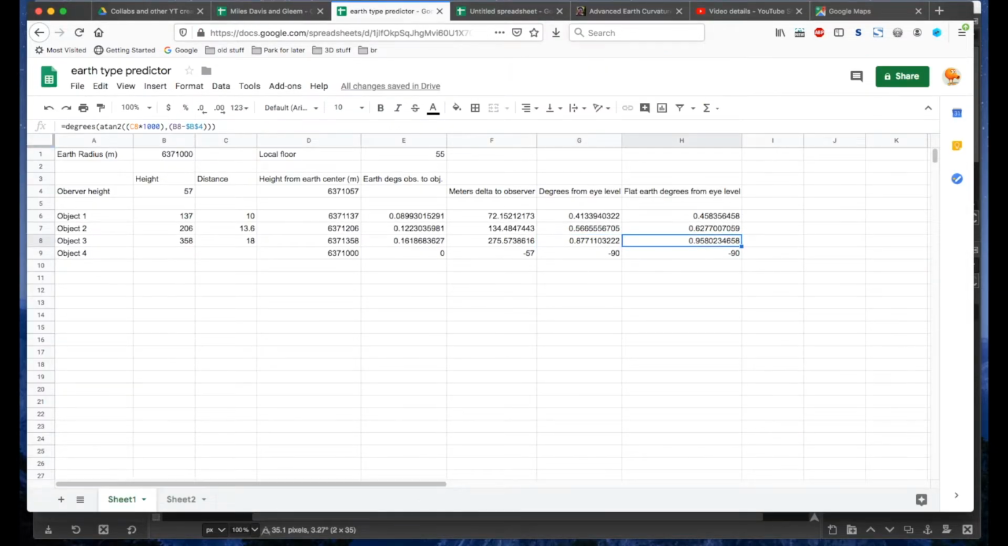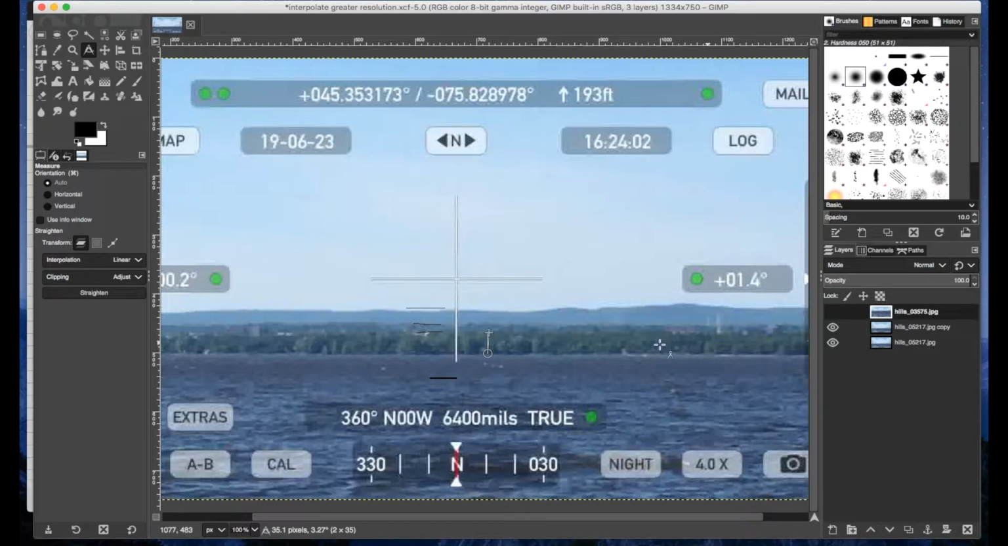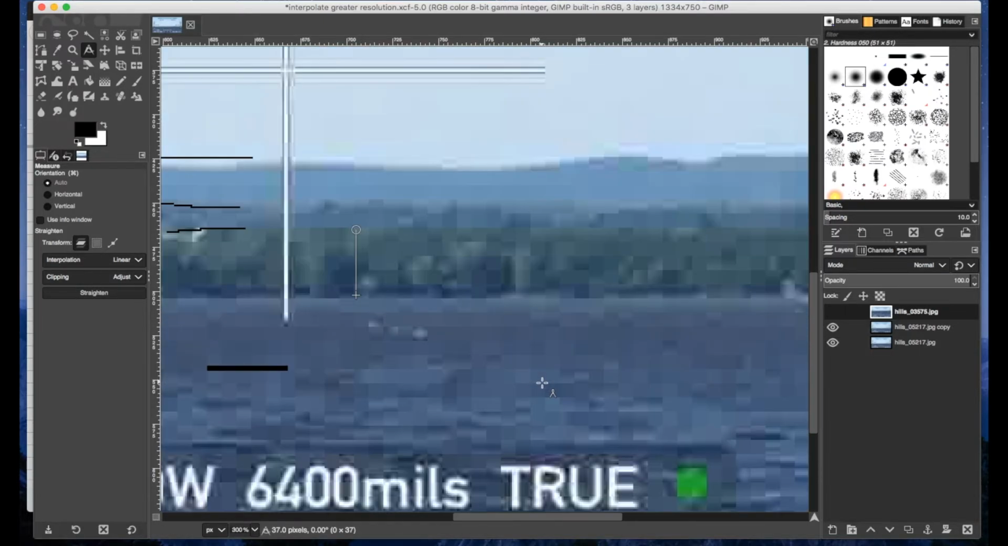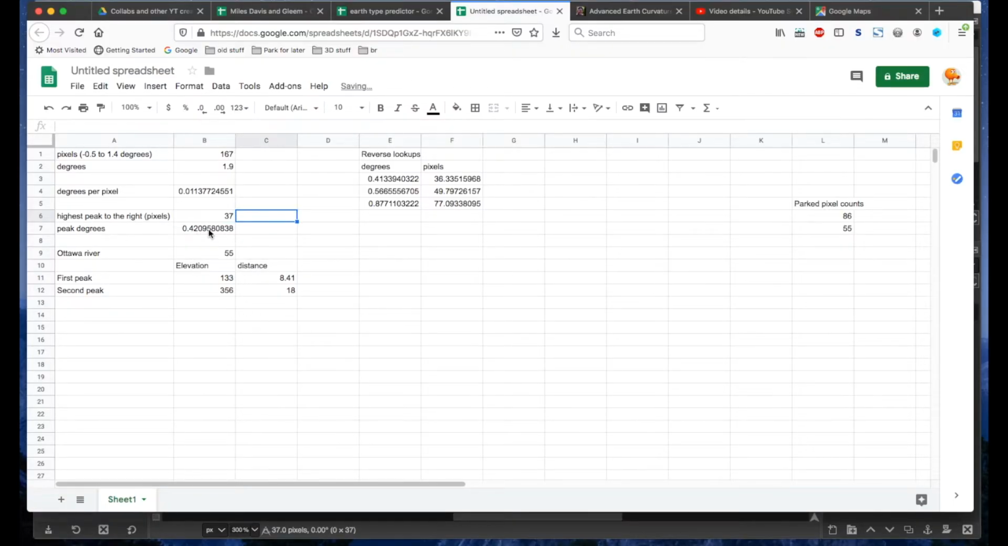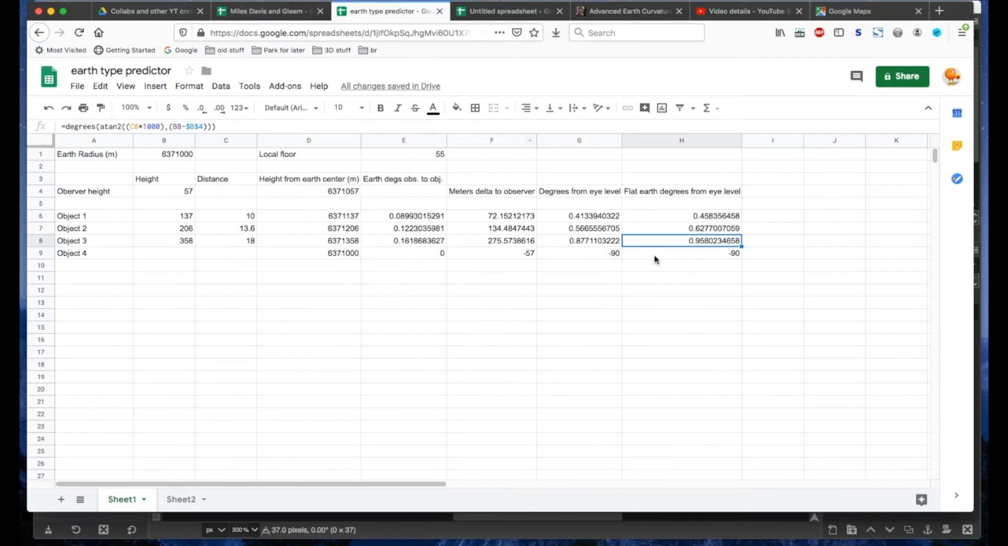So let's start with the first one. And let's measure, let's say from here to about there. So that's 37 pixels, and I've got 0.4209 degrees, which is somewhere between globe earth and flat earth.